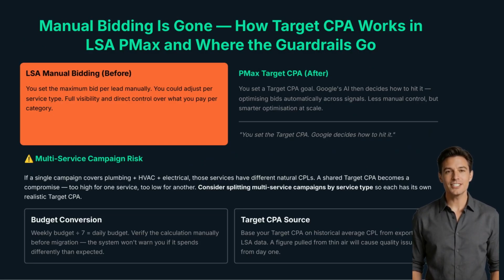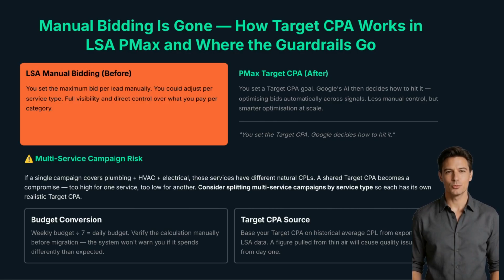In the old LSA system, manual bidding meant you directly controlled the maximum amount you'd pay per lead. You could adjust it by service type, raise it during peak seasons, and lower it when lead quality dropped. It was hands-on but transparent. Target CPA in the PMax pay-per-lead system gives Google's algorithm a target cost per lead and allows it to bid dynamically to hit that target. You're still setting the number. The algorithm decides how to reach it.